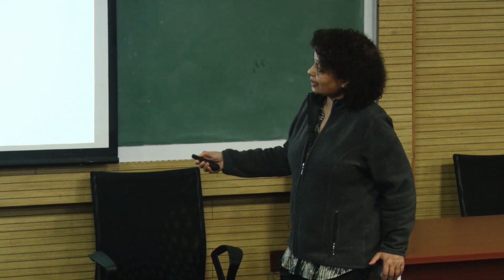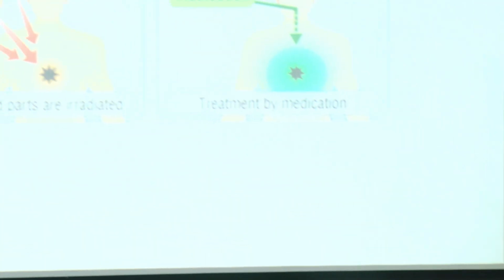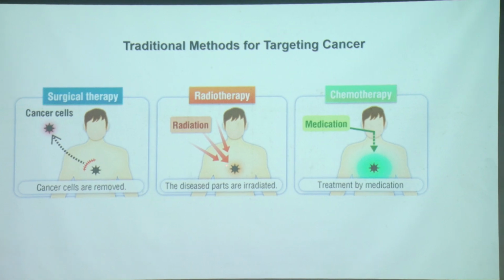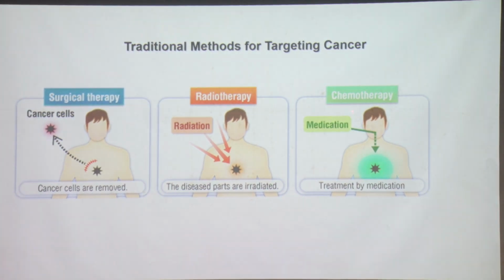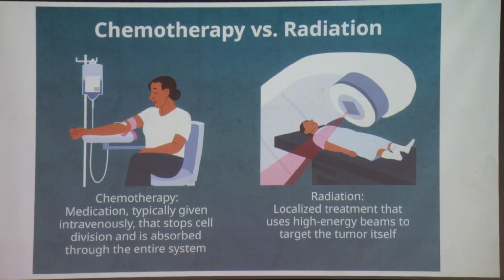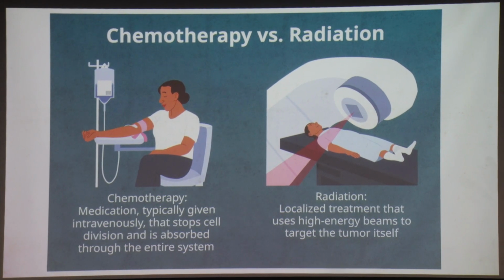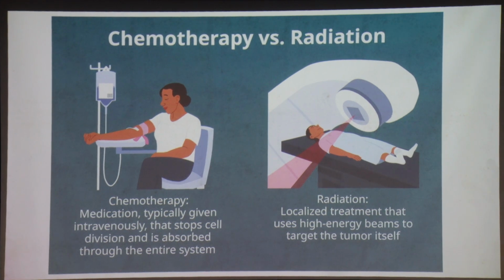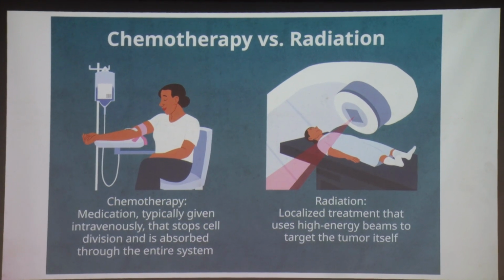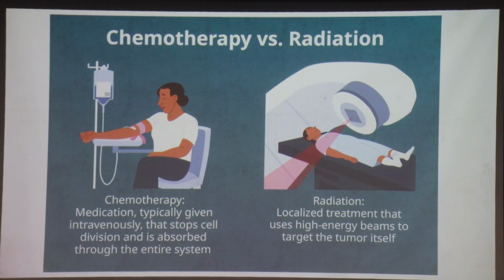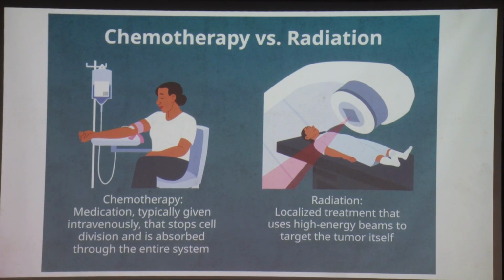So once again, what is surgical therapy? You surgically remove it. Radiotherapy, you point radiation at the diseased part, and then chemotherapy is medicine. So chemotherapy and radiation, if you compare them, chemotherapy is a systemic therapy. What is the meaning of systemic? Every cell in the body is exposed to that therapy, right? So that is systemic. Systemic is good when cancer has spread out. You cannot go and remove cancer from one organ to the other organ. That's when you have to give systemic therapy.